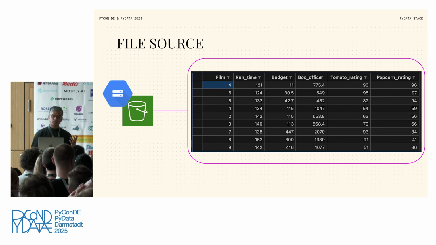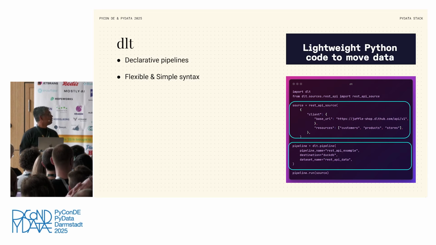The file source, for the purposes of this exercise, is just local on my machine, but actually it represents a very common use case, pulling files from a cloud bucket or some other sort of cloud-based storage. And this file just contains some financial information, so budget of the films, box office takings, and also the ratings given by Rotten Tomatoes. Right, DLT.